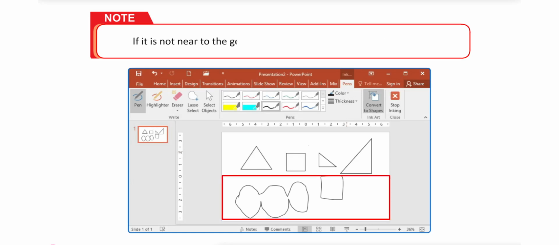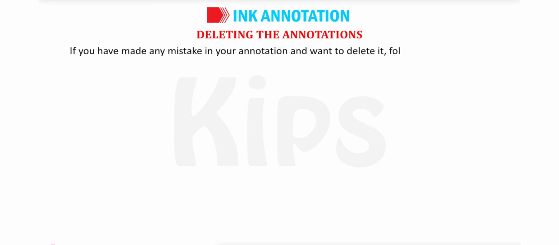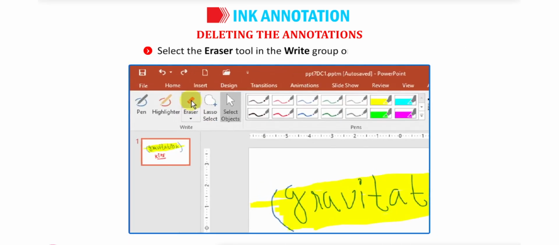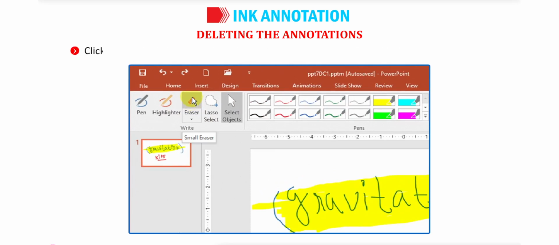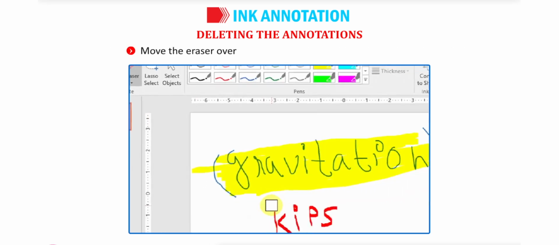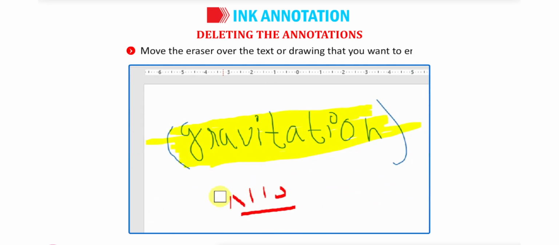If it is not near to the geometric shapes, drawing remains unaffected. Let us learn how to delete annotations. If you have made any mistake in your annotation and want to delete it, follow the given steps. Select the Eraser tool in the right group on the Pens tab. Click on the required eraser type by clicking on the drop-down arrow of the eraser option. Move the eraser over the text or drawing that you want to erase.